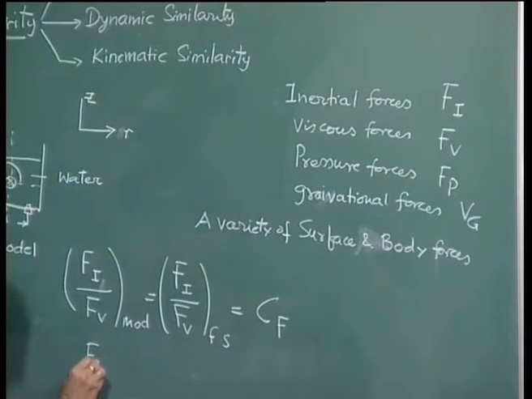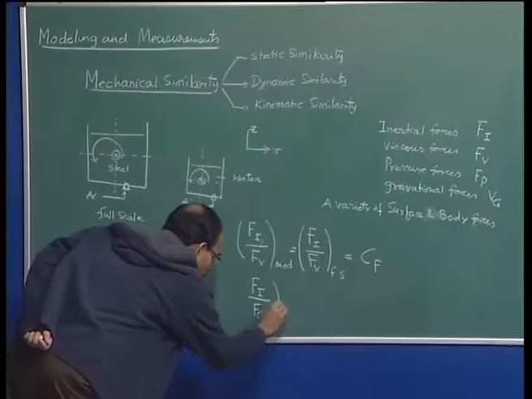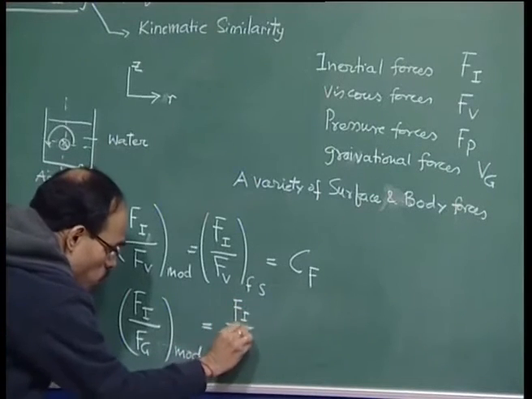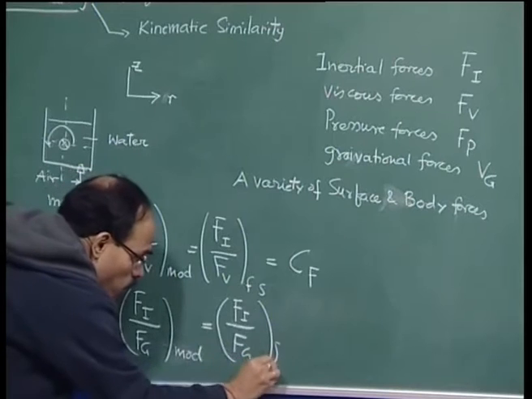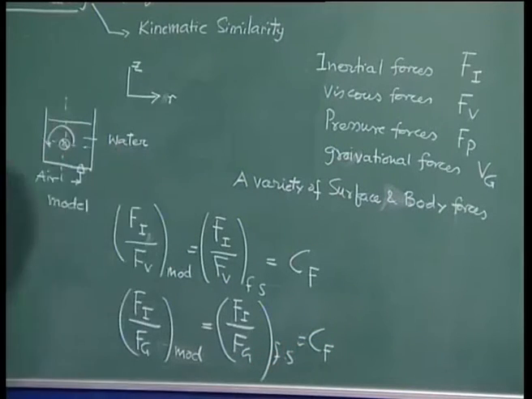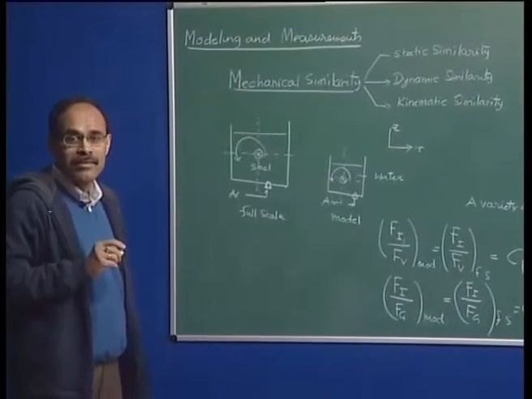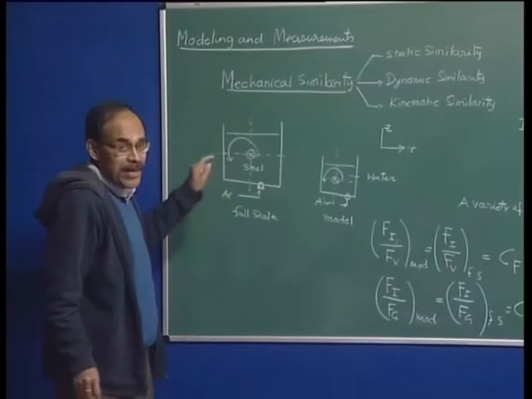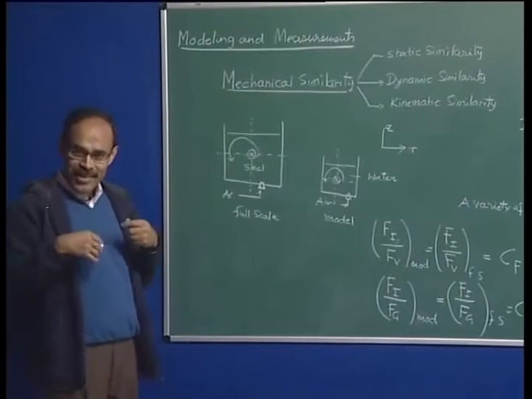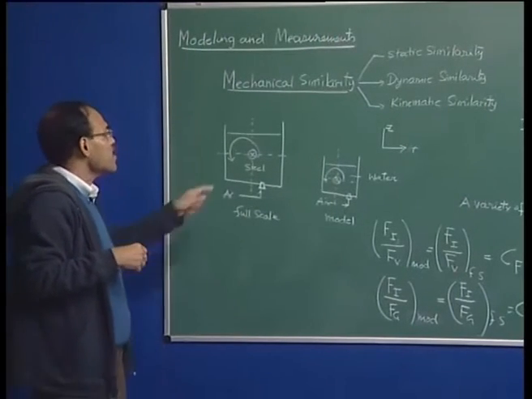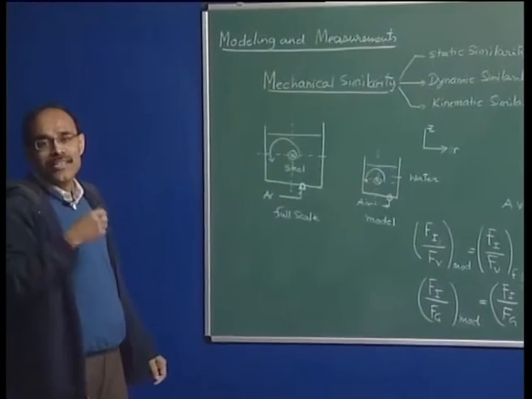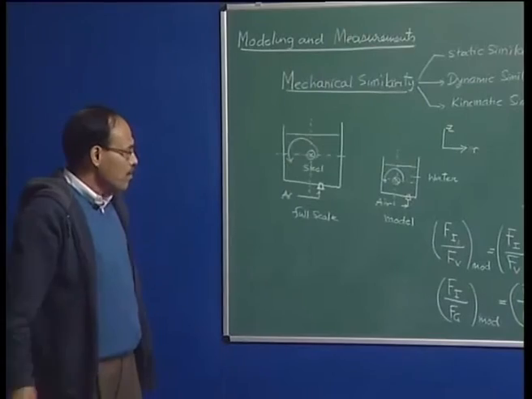the ratio of inertial to gravitational force is also the same, and I can write down many such ratios. I will show you the consequence of this, but the first point is, how do you know what the forces are that are acting on the system? We can find out the forces acting on the system by physically examining the process, or alternatively, if we know the governing equation that describes flow in the system, then by looking at the flow equation itself, I should be able to find out what the forces are which are acting in the system.